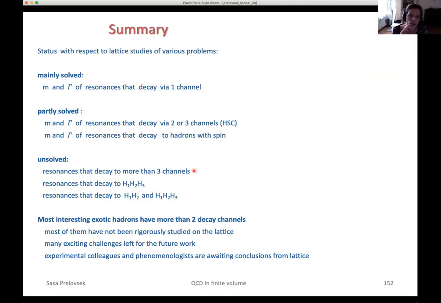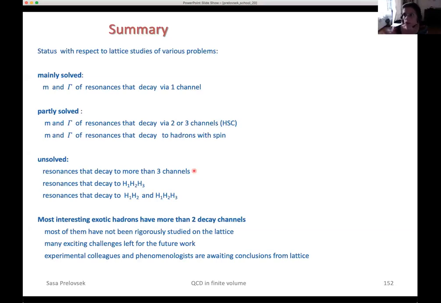But let me wrap up. Let me wrap up with what I consider as unsolved challenges. What are the solved challenges? What is left for you to do? And many things. So what is the status with respect to lattice studies of various problems on this front?